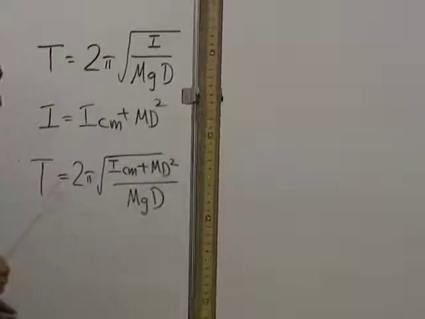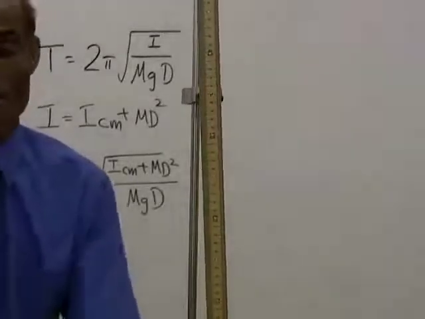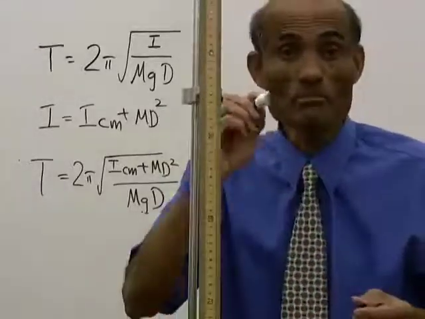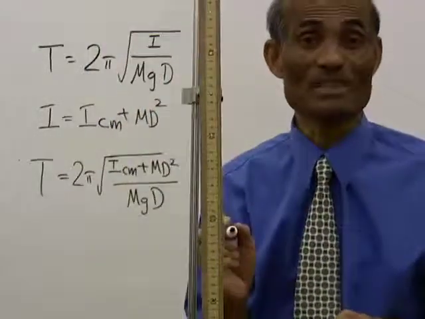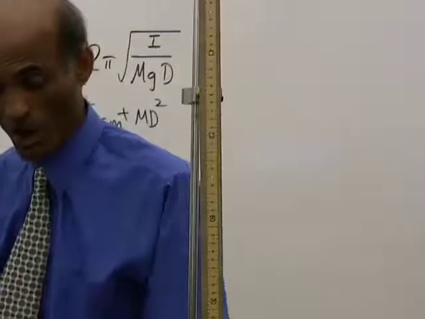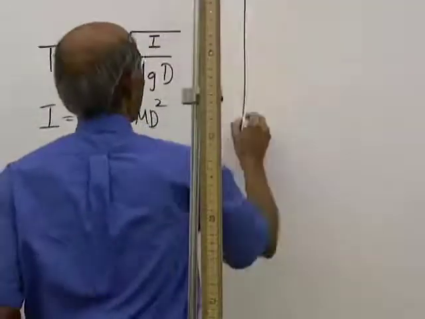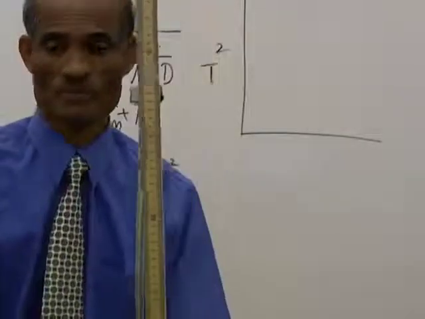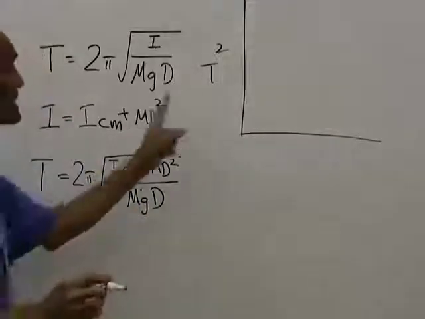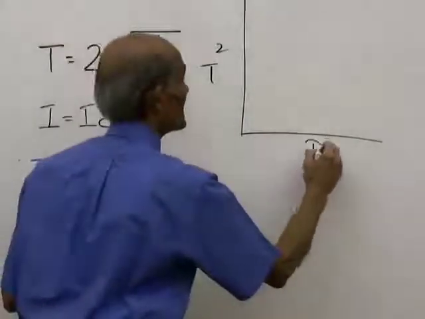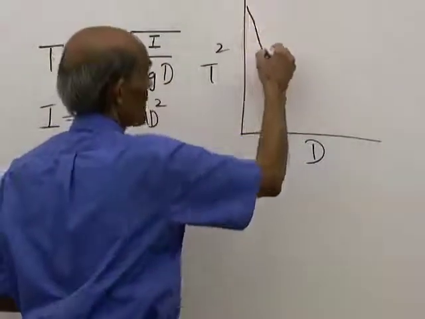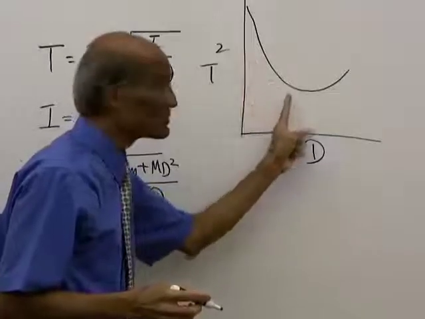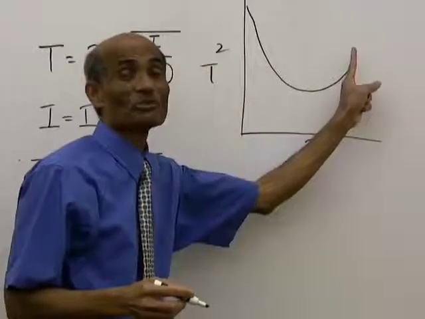Now, for each d, we will measure the period. You will see when you measure this, as you increase d, the period is going to decrease, and it is going to reach a minimum, and thereafter it is going to increase. So, if you plot a graph of T squared on the y-axis and d on the x-axis, the graph you will get will be something like this. As d increases, the period will decrease, reach a minimum, and thereafter it will increase.